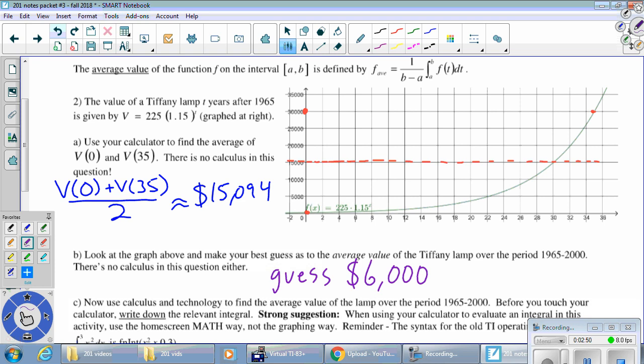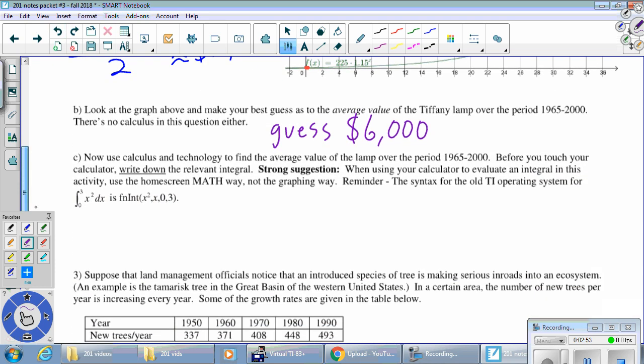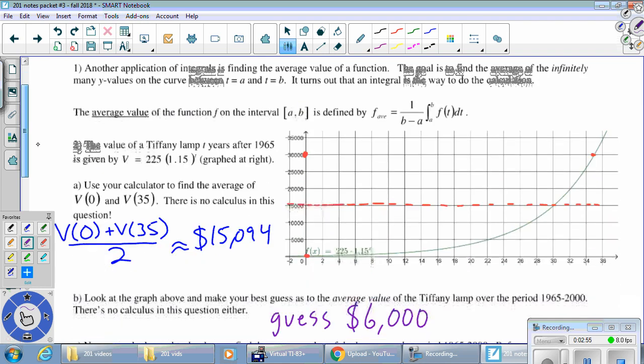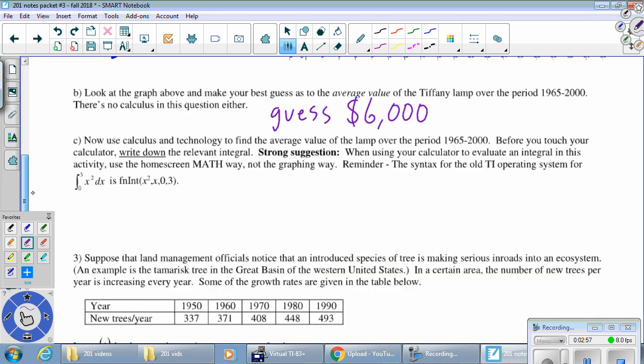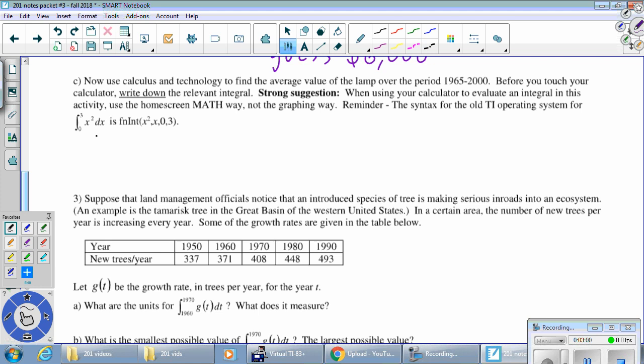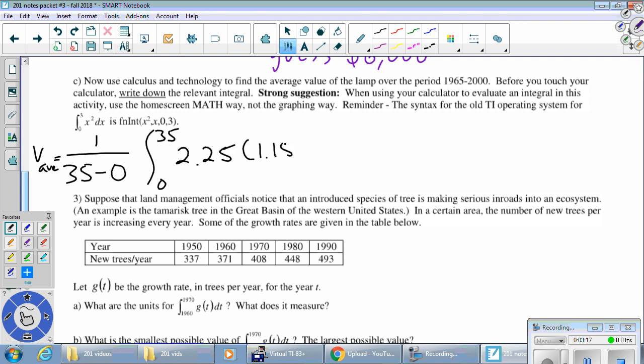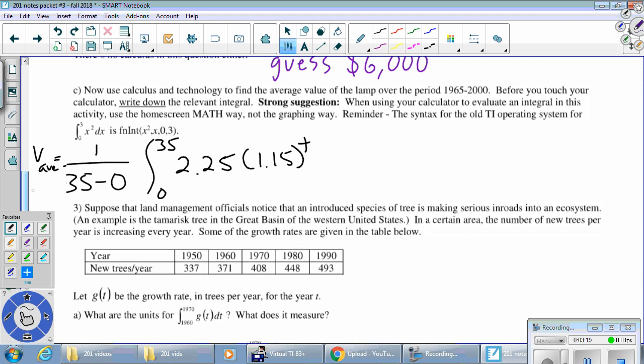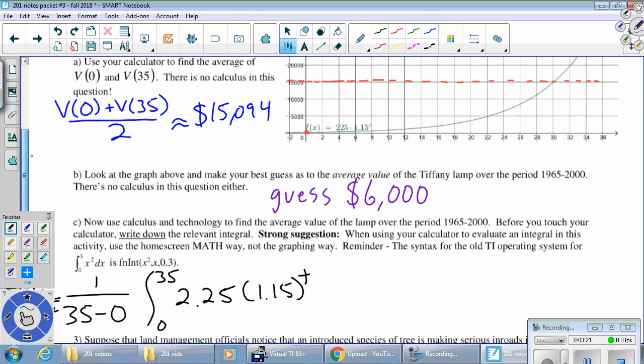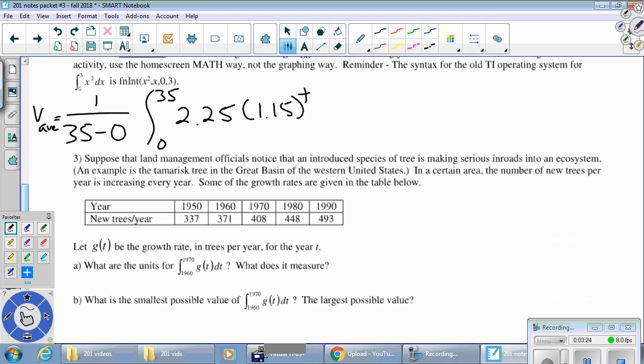So now we're going to use calculus and technology. So here we go. The formula for average value is right up there: 1 over b minus a times the integral. So here's the integral. 1 over 35 minus 0. Don't forget that part. I guess I should call this v average. Times the integral from the same 0 to 35 of the function. Let's make sure we got that right. Yep, good. So we're just going to type this into the calculator.